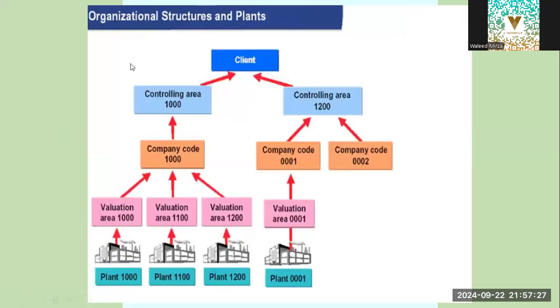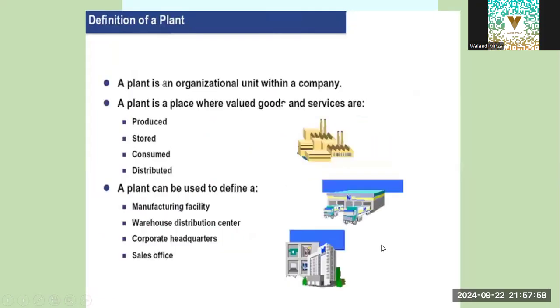Okay. If we talk about the structure of the layout of the units, it's like this. Client sits at the top, the plant is at the very bottom, and it is dictated by valuation area. So valuation area and plant are the same, which reports to the company code, which in turn reports to the controlling area. And why is it that two company codes are reporting to one? Because these company codes share the same chart of accounts and fiscal year variant.